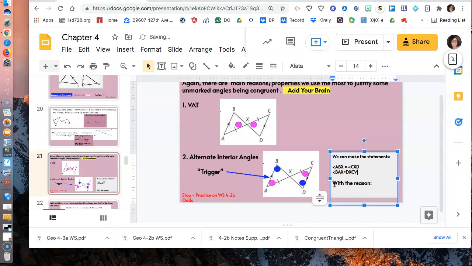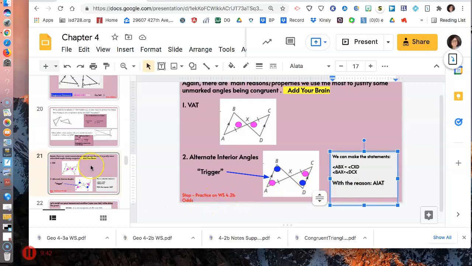It's not new, it's an oldie, but it's new to this chapter. That should be an angle sign right there. BAX, and then angle D. Sorry, this one got mixed up. So let's fix that. So BAX, the same as DCX. Now we're good. All right, what's our reason? The alternate interior angle theorem. Or you can write alternate interior angles are congruent.